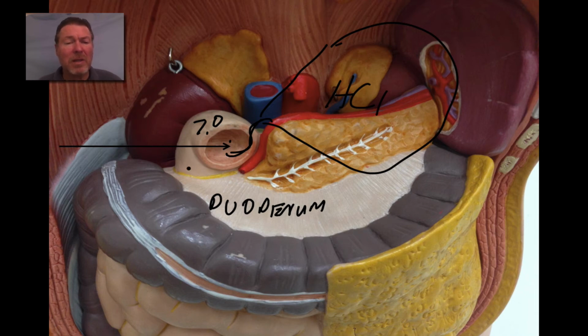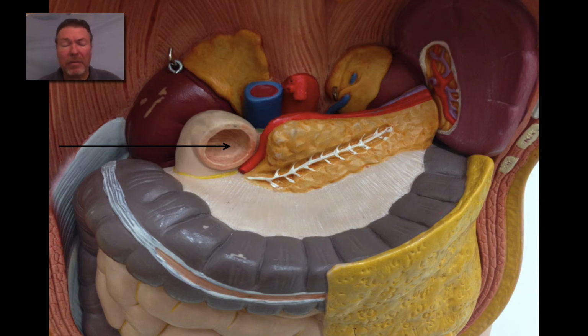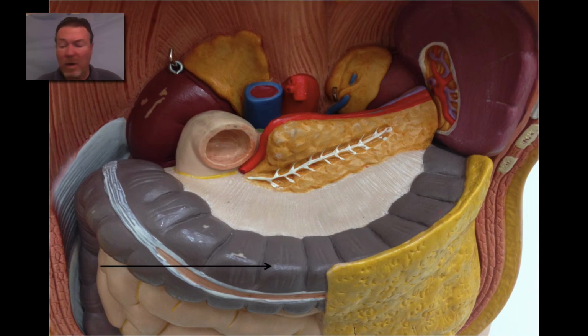You could say it's the small intestine, but I would be more happy if you said it was the duodenum, the very first part of the small intestine. All right. Next question is, what is this? And that's the large intestine.